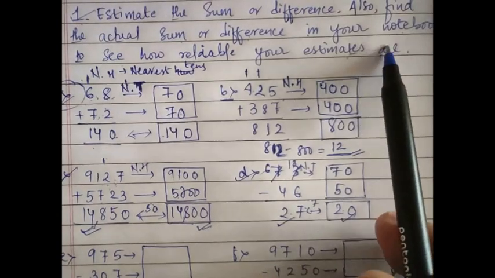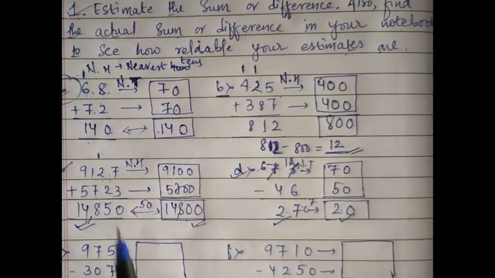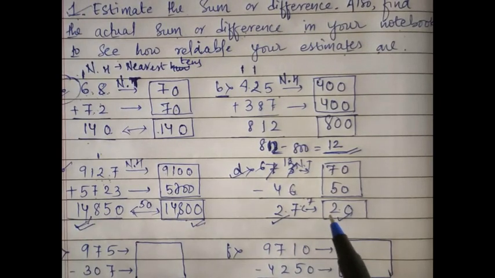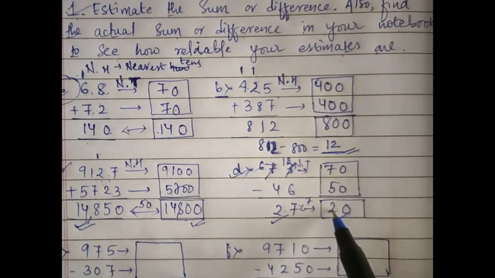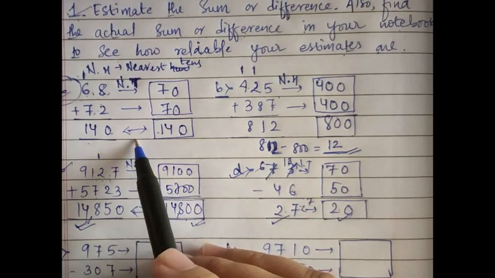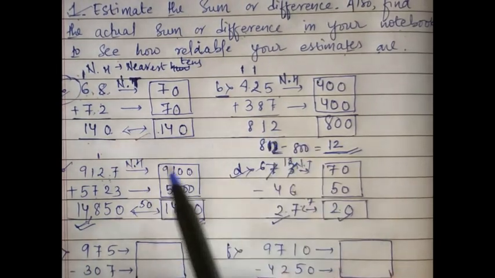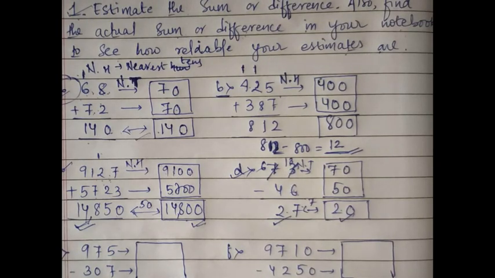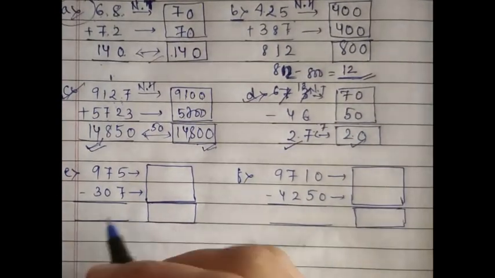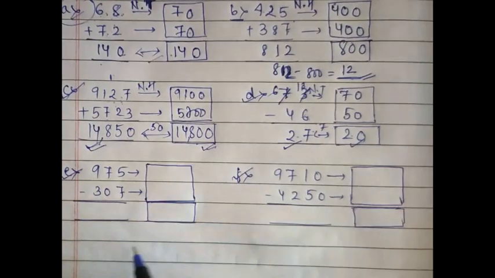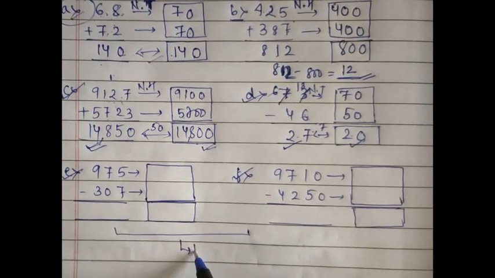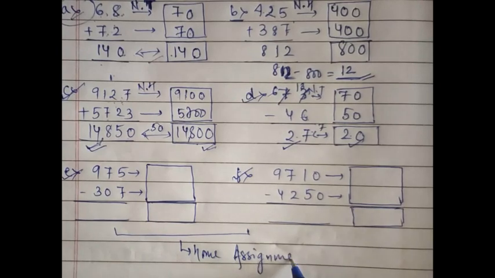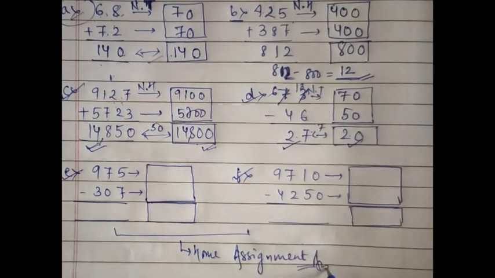You have to find it in your notebook. Okay, in your copy you have to do it, to see how reliable your estimates are. So what do you think, is it reliable or not? In some cases you find the actual value, but in many of the cases you will not find the same result. Okay, so you will do number E and F yourself. This will be a home assignment. Estimate the value and get the answer. It is easy only.